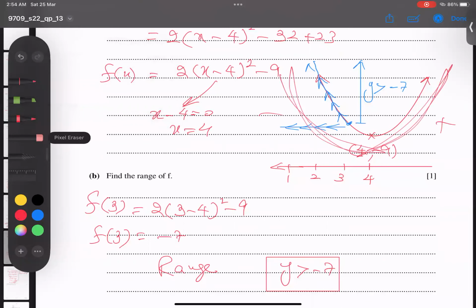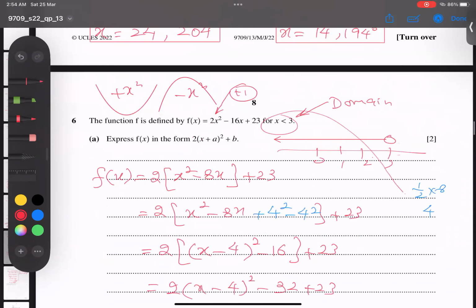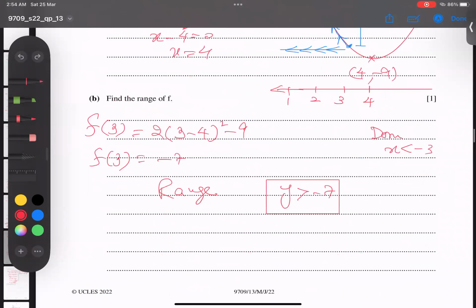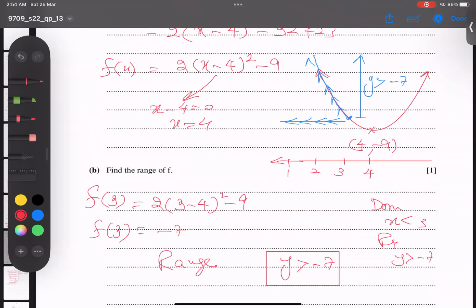Okay, so because we have a left side graph only. How do I know? Because if you look carefully, the domain of the function is what I'm writing for you. Domain is x is less than 3. Let me check. Yeah, less than +3, sorry. So it is x less than 3. And the range is what? Range is y is bigger than -7. So it means the graph is going this way.